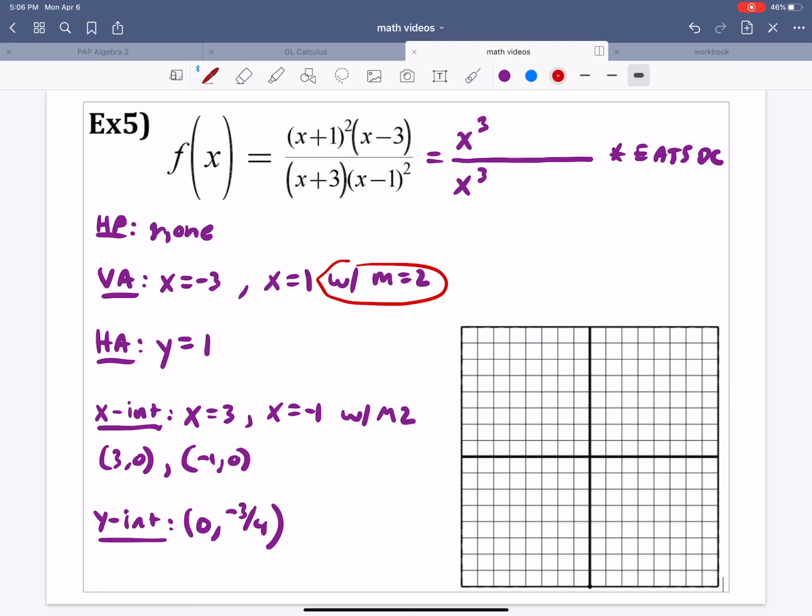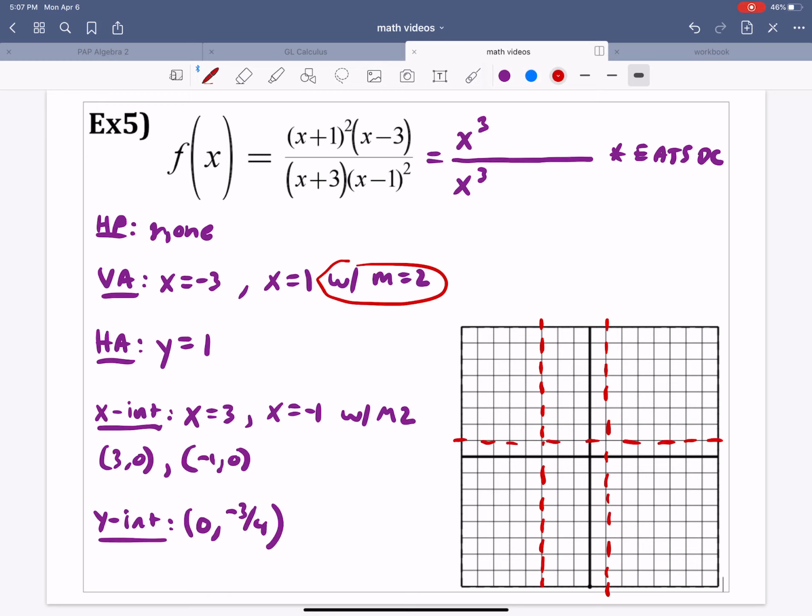All right, now let's start building our graph. This is the most fun graph we've done all day long. I'm so excited that we waited to the end to do this one. So draw an asymptote at x equals negative 3, and draw an asymptote at x equals 1. And then our horizontal asymptote at y equals 1.